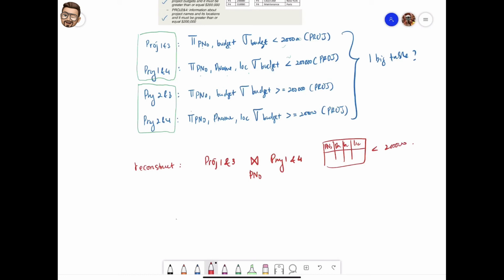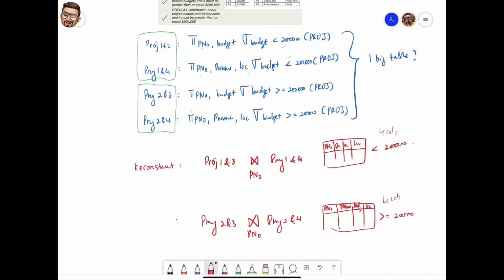Then the second one, what can we do? Project 2 and 3, you join with project 2 and 4 on project number. So what will you get also? You will have 4 columns, P number, P name, budget and location. So now this one is for budget greater than 200k. So now the schema is the same, 4 columns. Then what can we do?